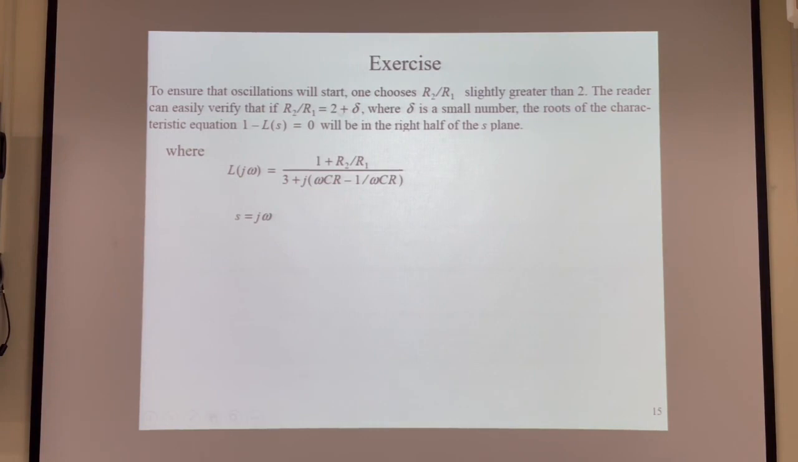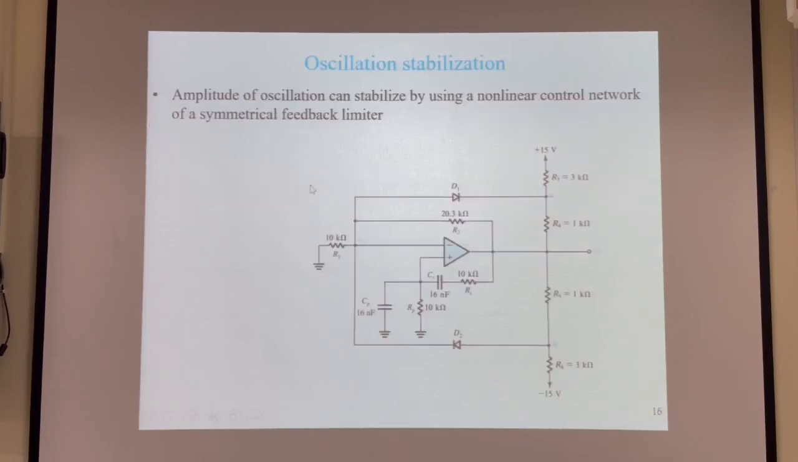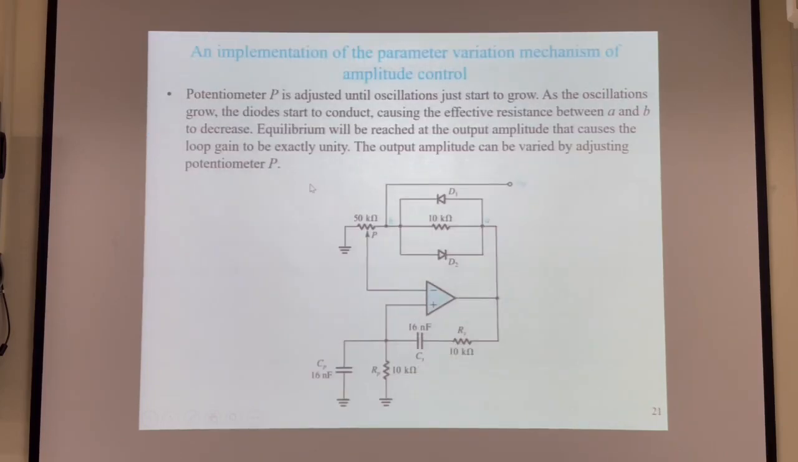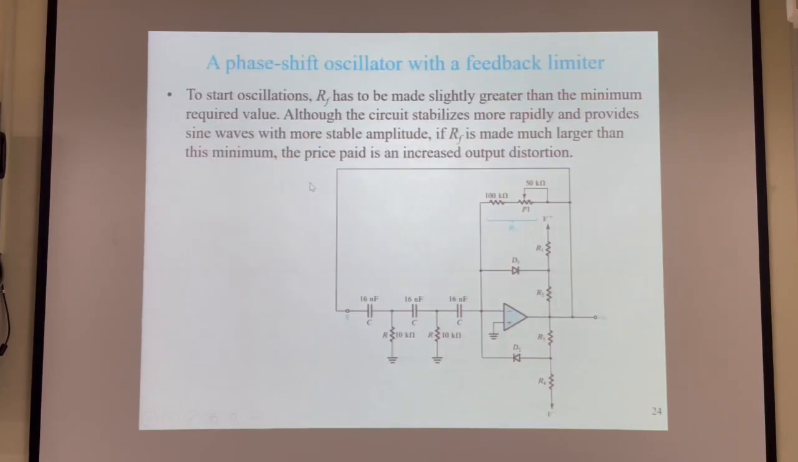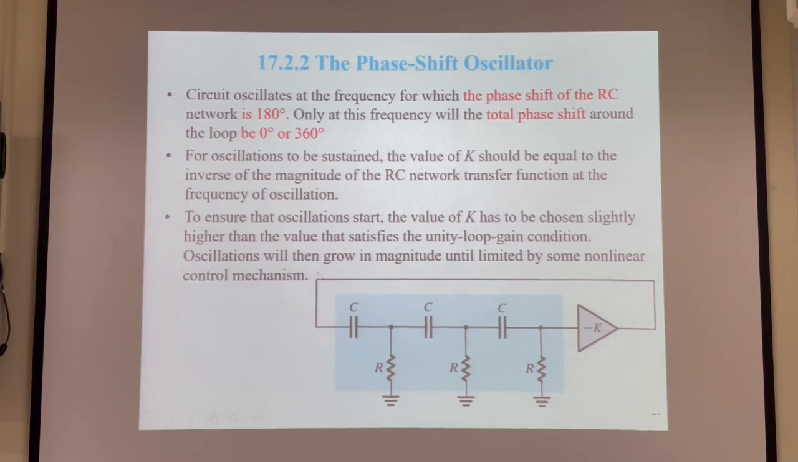In order to have it slightly greater, we put this delta, a small positive number. So if this is a small positive number greater than 2, you can prove the pole is in the right half plane, which is this point.